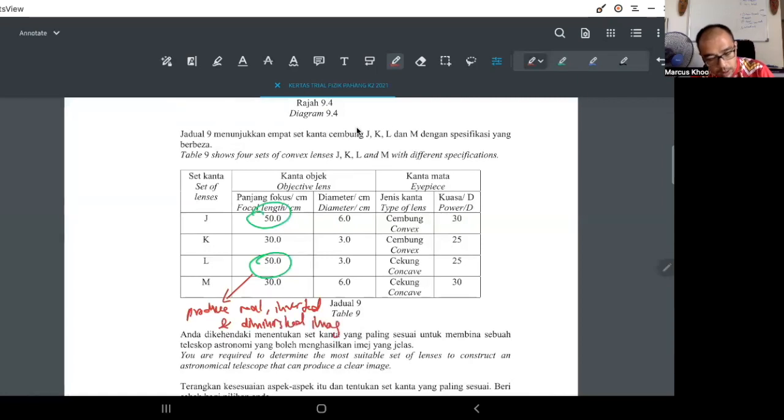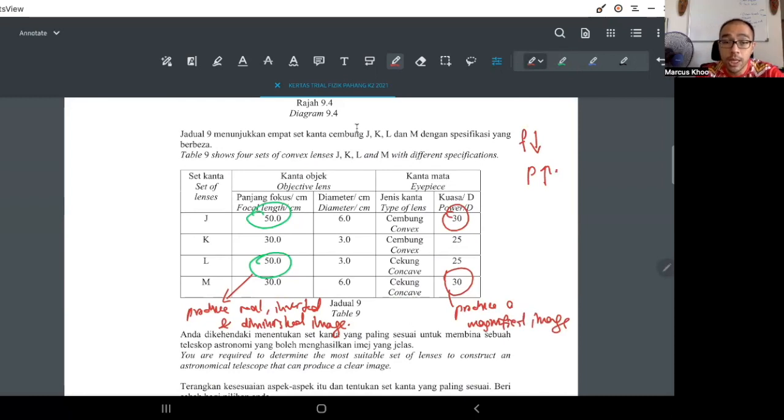Manakala the eyepiece has to have a small focal length. Small focal length means big power, so we want bigger power. Notice that in this question, for the eyepiece, they don't ask you the focal length, they give you power. You are expected to know the relationship between power and focal length. So we want a bigger power, but in this case it is to produce a magnified image.